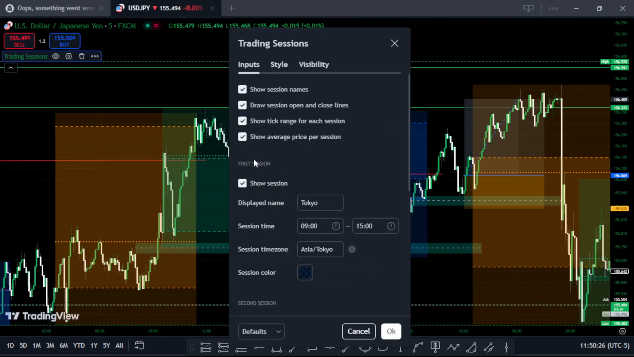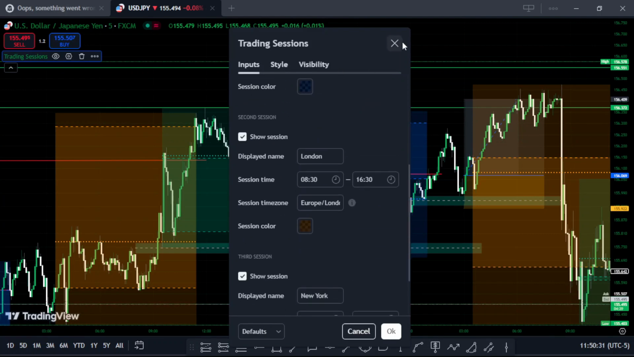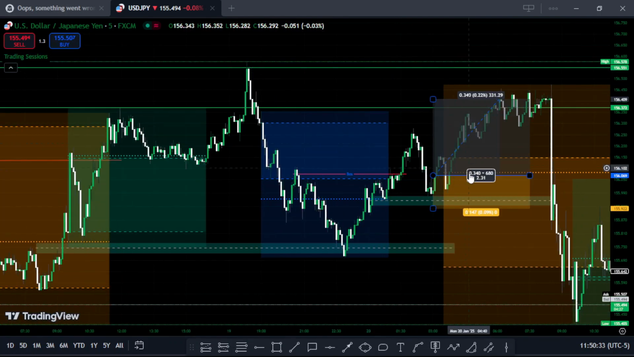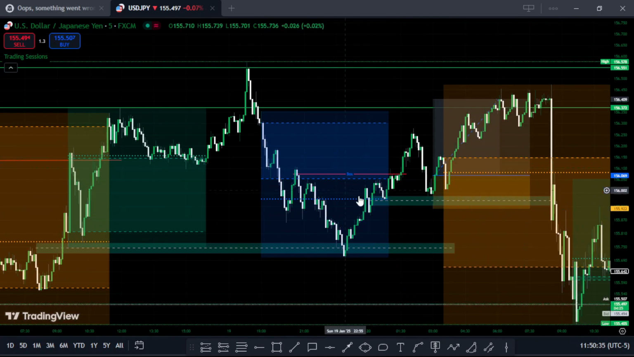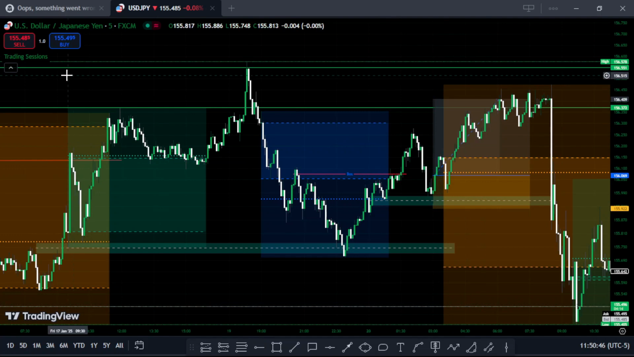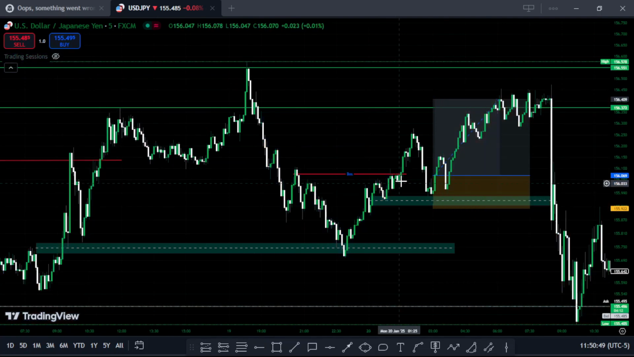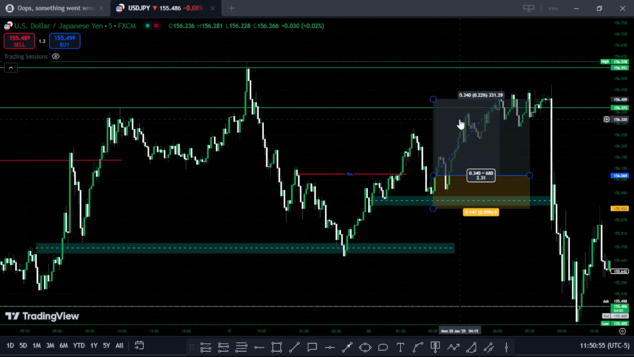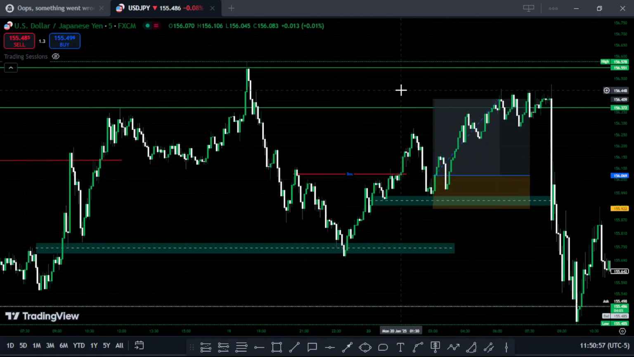Okay, input, show sessions, Tokyo. So I think that this was on a London session. Yeah, that's right. So this one over here is an Asian session, the blue one. The yellow one is a London session, and the green one is the New York session. So I took the trade on the London session, and let's head over to my Discord channel, and I'm going to be showing you guys when I took the trade before this expansion towards my take profit.